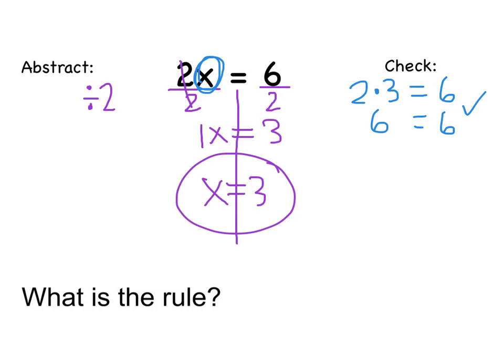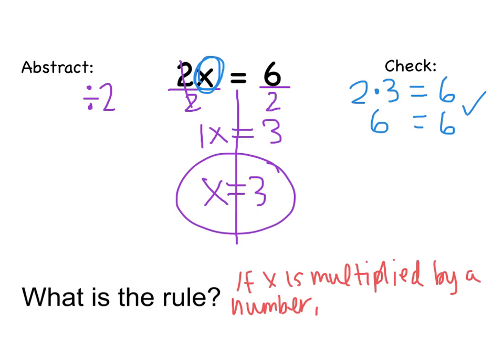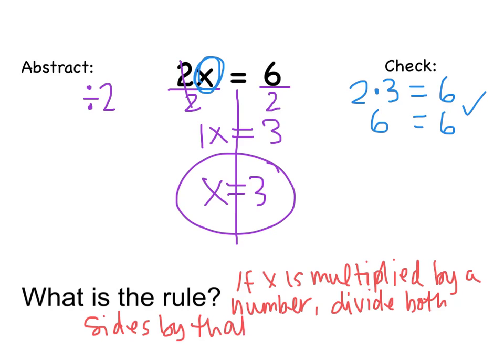So, what's the rule? If x is multiplied by a number, divide both sides by that number. Okay? And remember that the number in front of x, the number that x is multiplied by, is also called a coefficient. So another way of writing this rule is divide both sides by the coefficient of x.